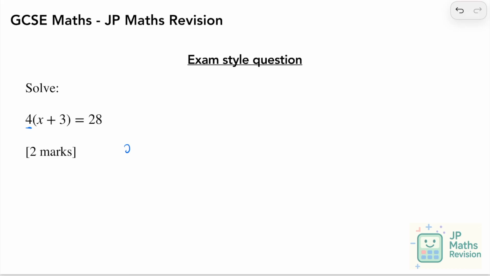So the opposite of timesing by 4 is dividing by 4. So we would end up with x plus 3 equals 7. And then to get rid of the plus 3, we need to minus 3. So we end up with x equals 4. So that is the answer to that question.